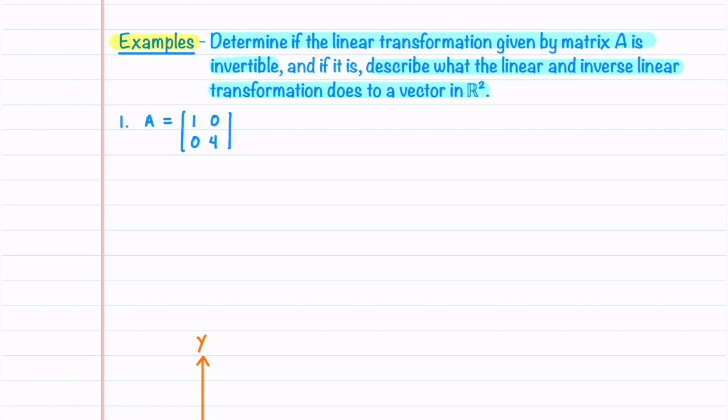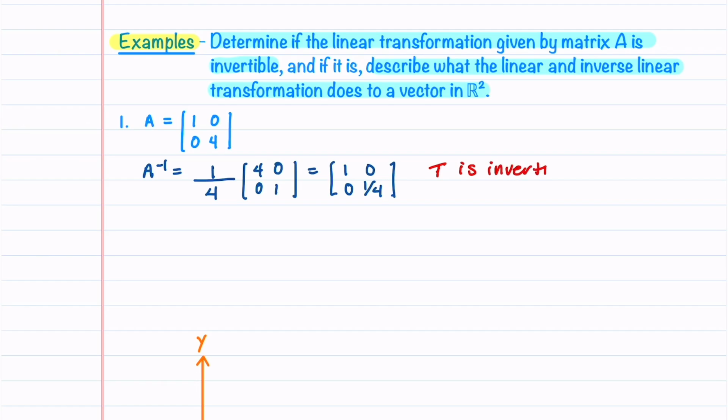To determine if the linear transformation is invertible, we'll begin by finding A inverse. A inverse in this example is 1 divided by 4. The main diagonal elements switch, and the off-diagonal elements are going to stay the same because they're 0. This gives us a matrix 1, 0, 0, 1 quarter. Since our A inverse exists, we know that T is invertible, and T inverse exists.